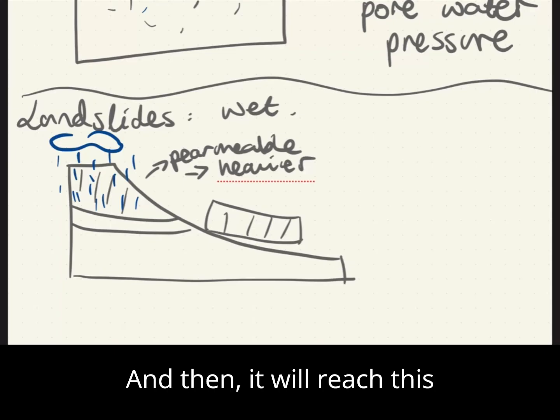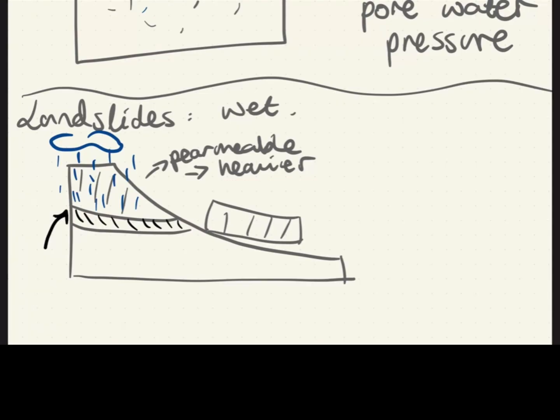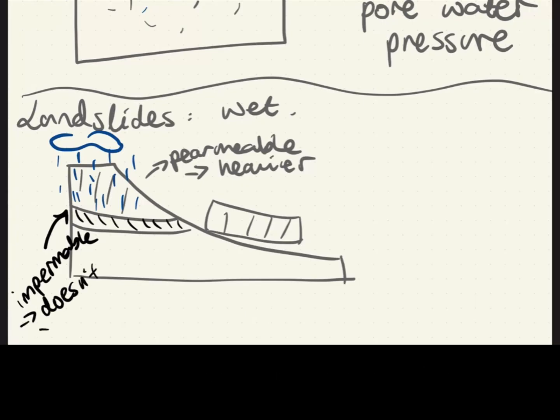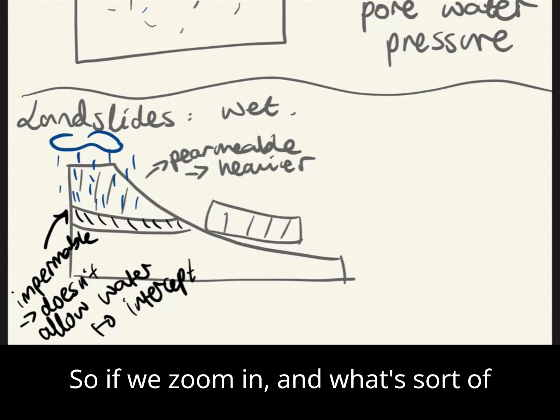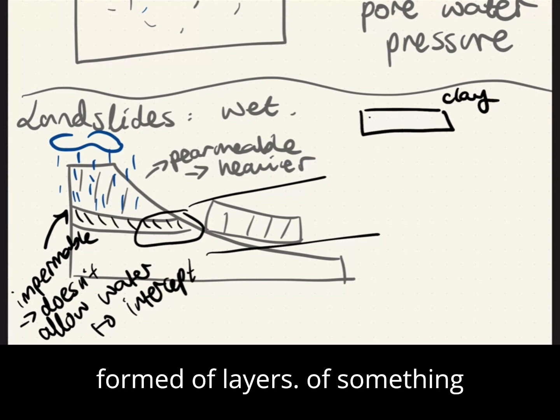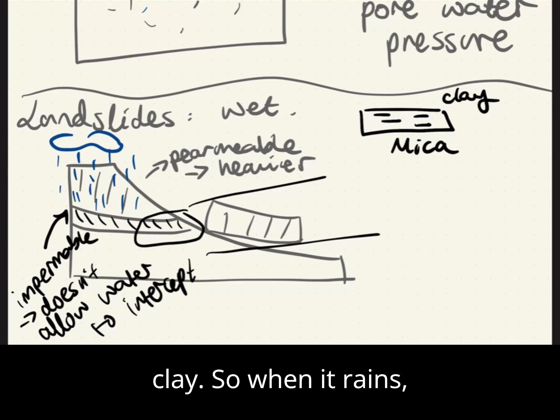And then it will reach this layer of clay, which is impermeable, which means it doesn't allow water to intercept. So if we zoom in on what's going on here, this clay is formed of layers of something called mica. So there's layers of mica inside of this clay.